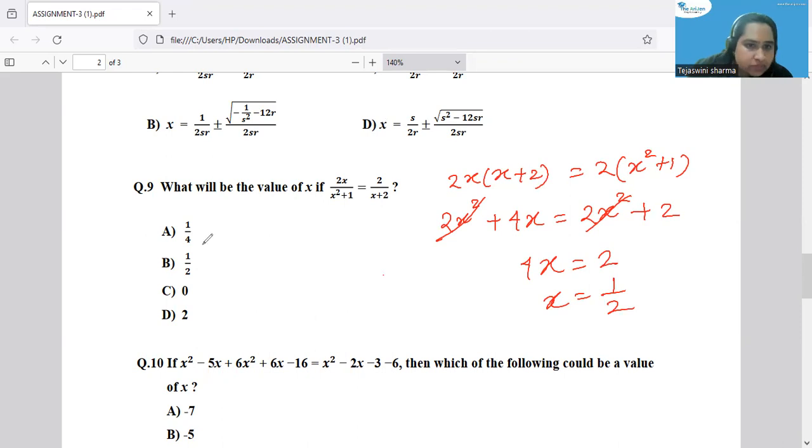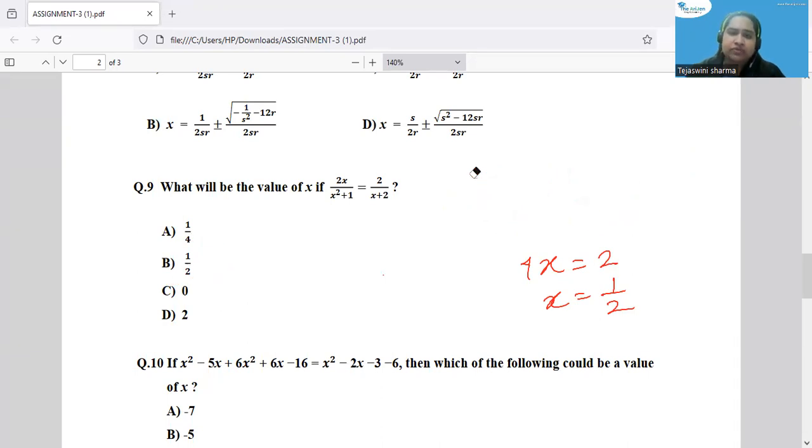So which one is correct? Option B. It was very simple and easy. You can solve this question directly through the calculator also. When you have your scientific calculator with you, you can put the values in one by one quickly and check your answer. Now let us move to the 10th question.